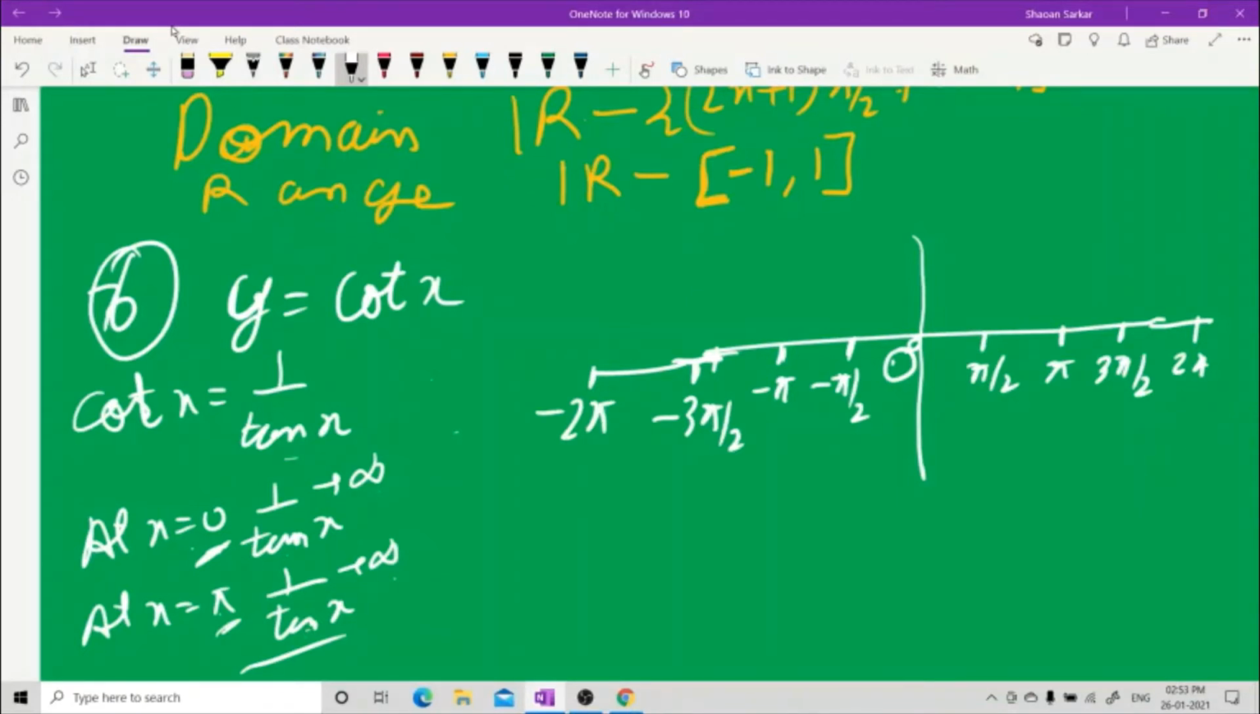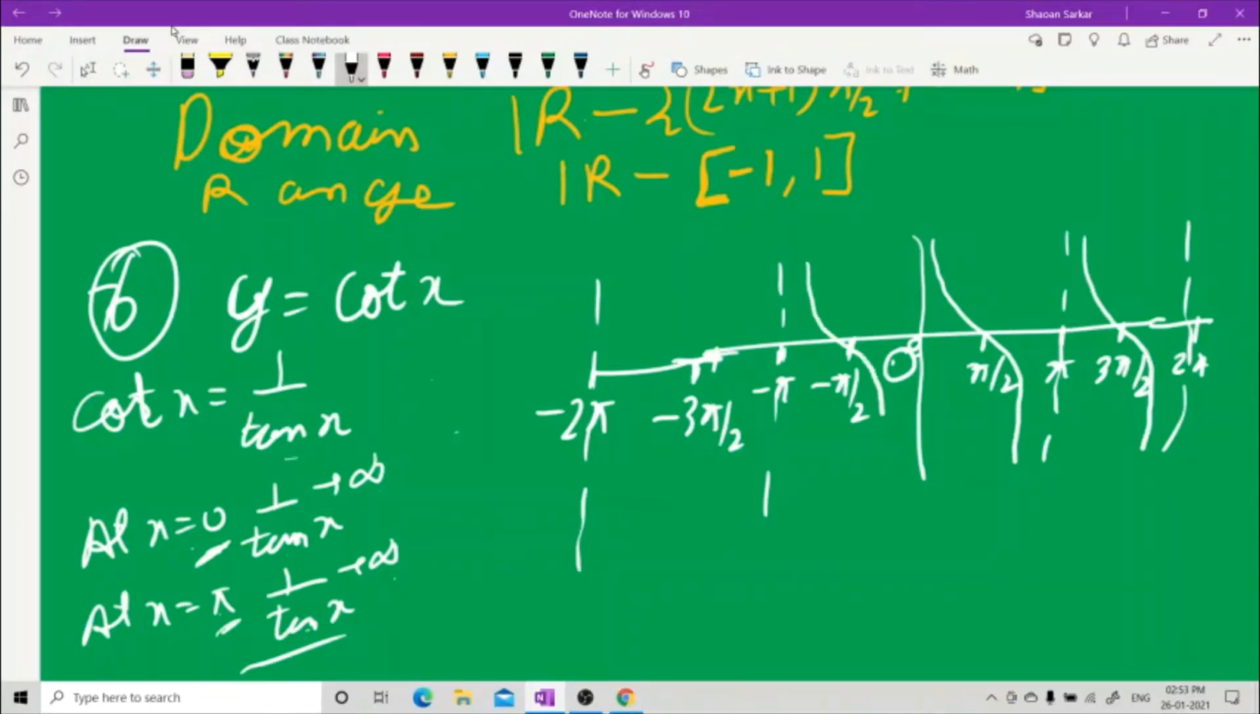Now, at 0, there is no problem. The problem is at 0, at pi, at 2 pi and minus 2 pi. So now the thing will be like this. This graph will come just opposite to the tan graph. This is exactly the graph that is needed here.